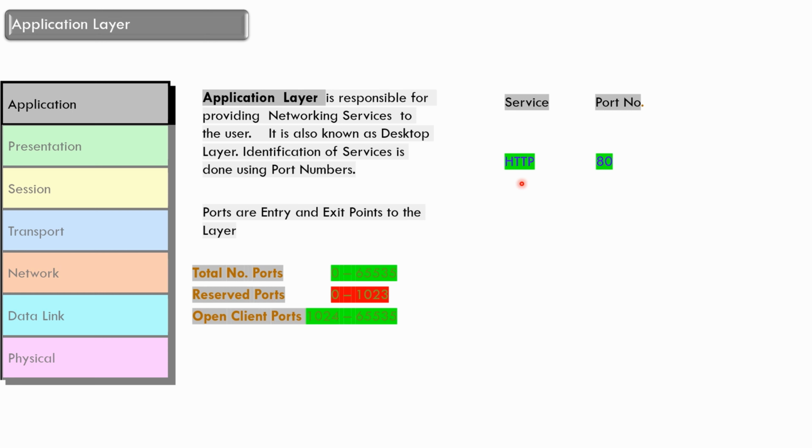HTTP, all know, it's port 80 only. HTTPS uses 8080. FTP, file transfer protocol, uses 21. SMTP, it's a mail server protocol, uses port number 25. Telnet uses port number 23, and TFTP uses port number 69.